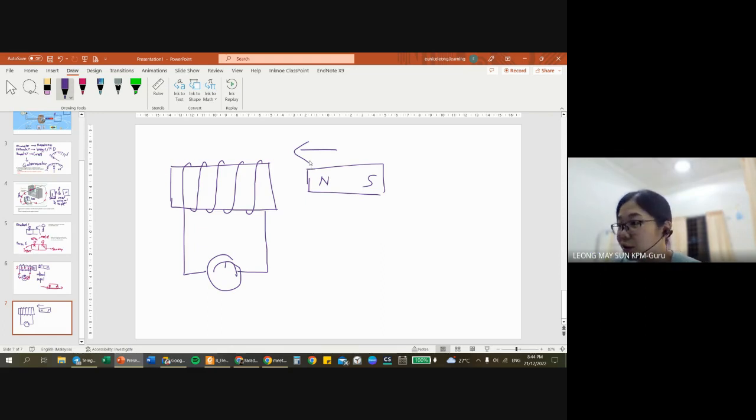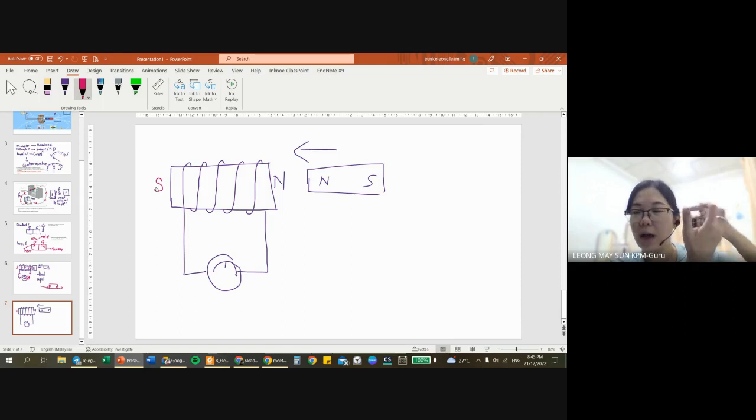Okay, so let's see. When the north comes, the solenoid will produce north, and here would be south. With our right hand grip rule pointing towards the north, the fingers are actually coming down in front. When it comes down in front, that is the direction of the induced current on the solenoid. So current going this way, so my galvanometer will deflect towards the left. What's the difference?